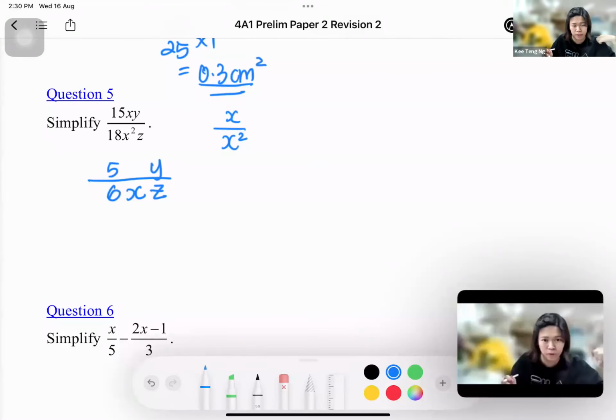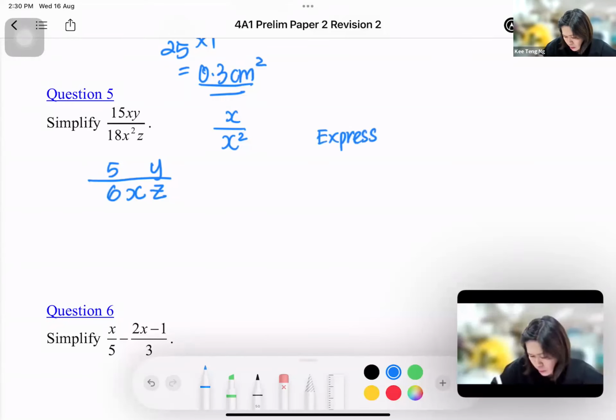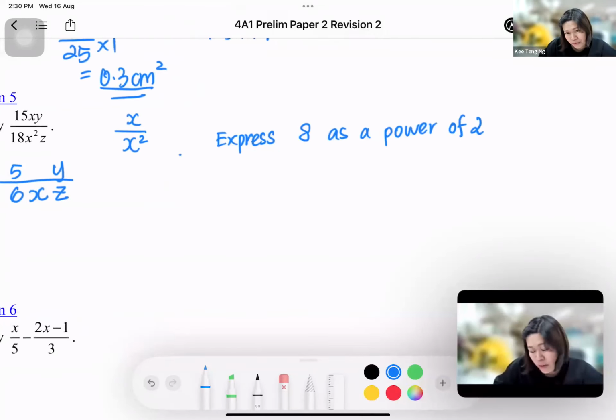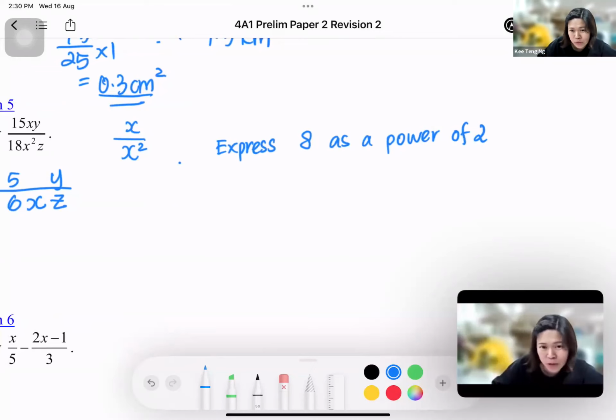Okay, simple, straightforward enough. I'll add on some other questions to ask you. Last time, a long time ago, we did revision. Do you know how to express 8 as a power of 2? Anyone remember how to do this?